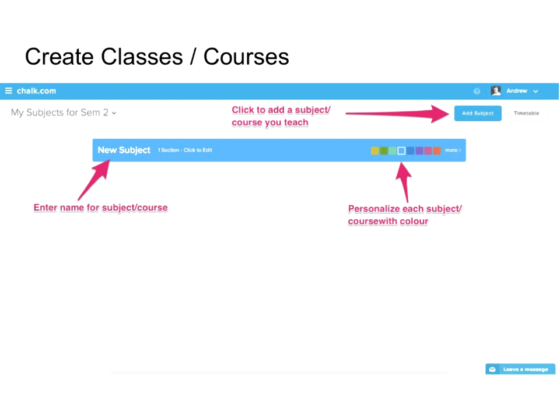I recommend using a different color for each class or subject or course you're teaching. Because when you get into Planboard itself, it's got a very nice, visually appealing way of looking at your planner, and those colors tend to make it much easier to follow where your classes are and what you're doing.